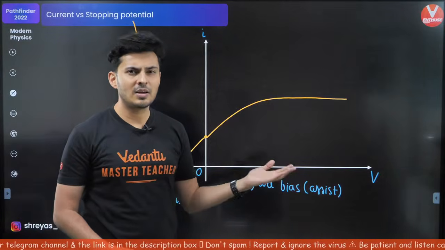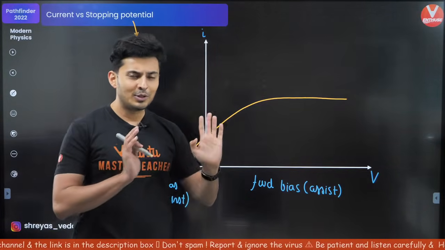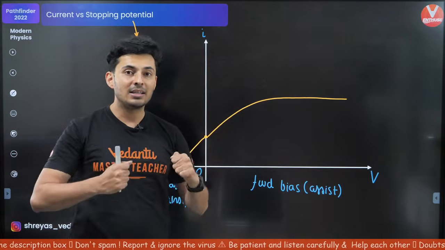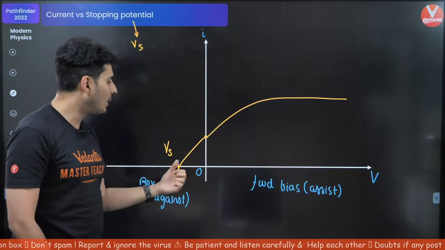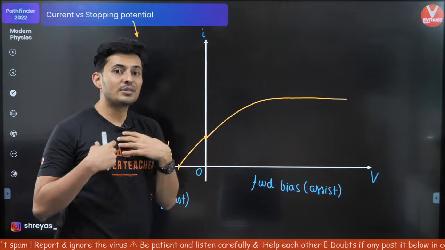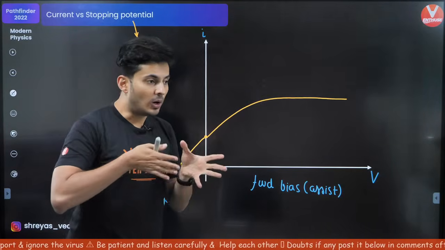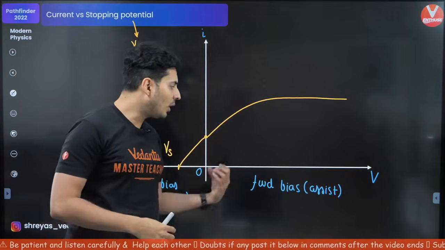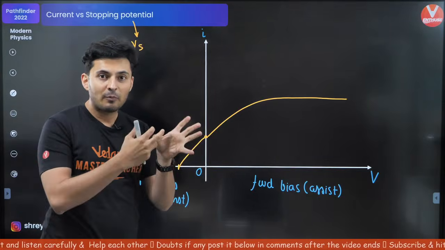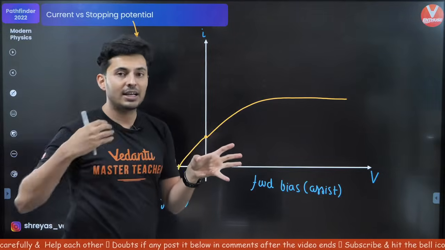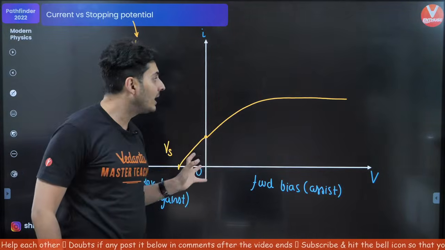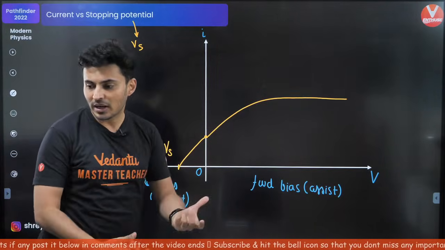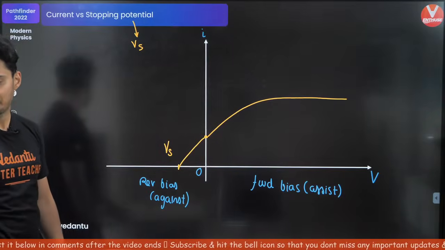Bias means partial. Are you biased? Maybe a teacher is biased. You would have seen some teachers are biased. Only for some students they will help, for some students they don't help. So bias is when you are partial. So when I say forward bias, that means you are partial towards the flow or the direction of current. Forward bias means you are partial towards the positive direction or the assisting direction. You are helping the electrons. Reverse means you are against it. I hope that makes sense.